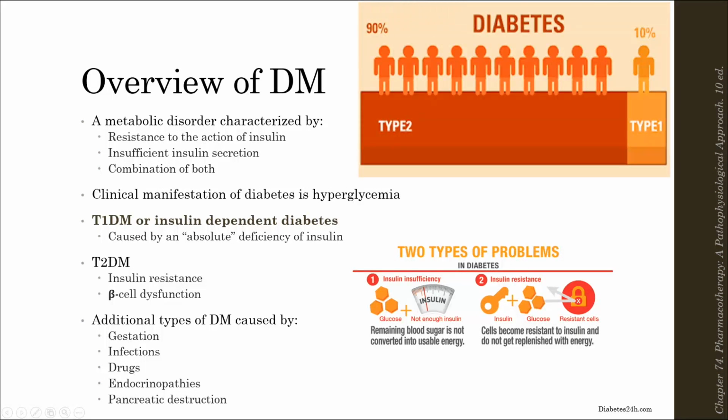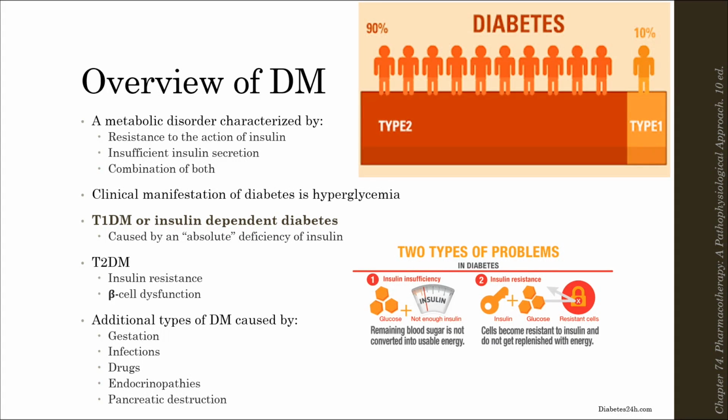Typically, diabetes is essentially a metabolic disorder characterized by resistance to the action of insulin. So maybe you're making enough insulin, but your body isn't utilizing it the way that it needs to, or insufficient insulin secretion. So maybe you're not making enough insulin, or it could be a combination of both. The clinical manifestation of that is hyperglycemia, or high blood sugar levels.